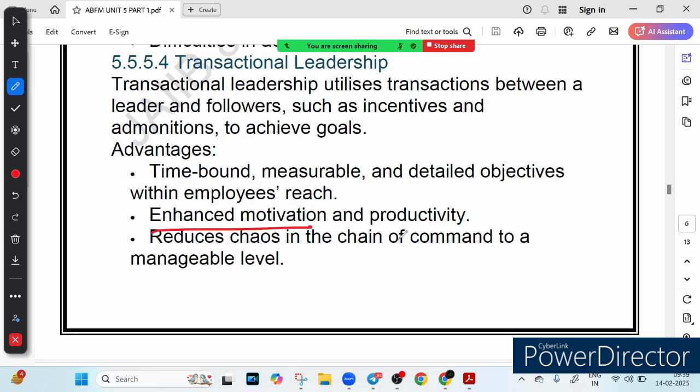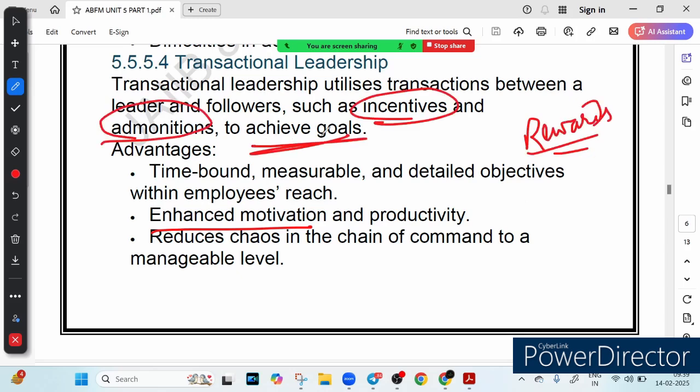This means rewards, because in this case rewards are provided to them, like incentives and admiration to achieve the goal. So this reward drives performance. And you know, the workplace chaos, right? Chaos reduction. It means what? A clear command structure is there. That is why chaos gets reduced, and it is easy to implement, simple for managers to track progress. So that is why it is called give and take.